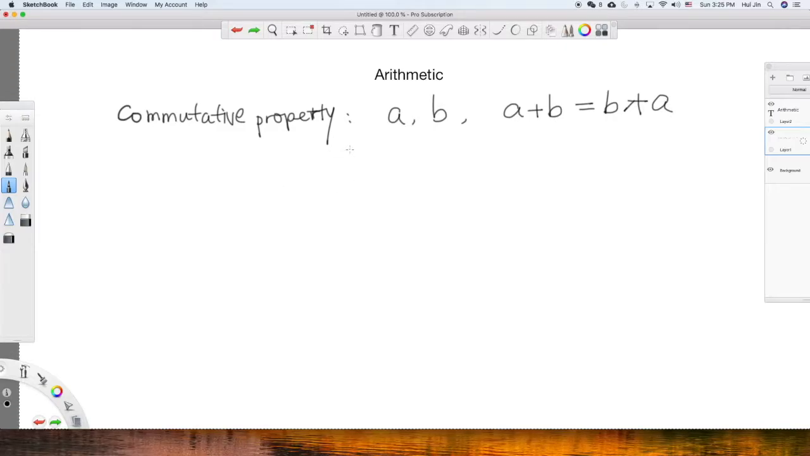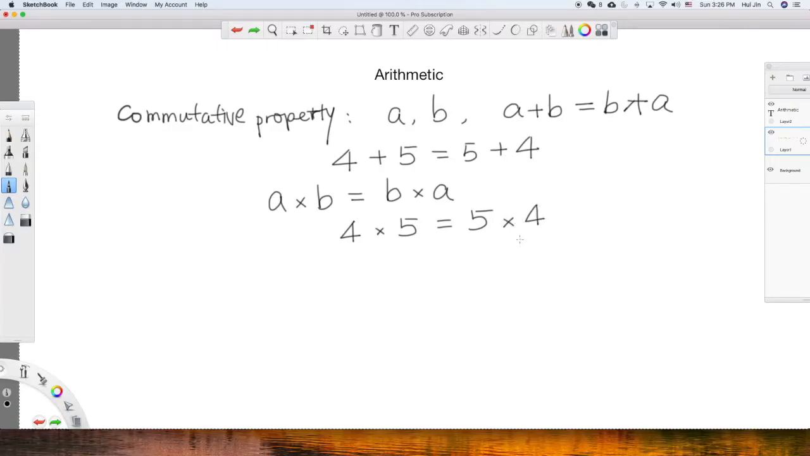Okay, for example, simple enough, 4 plus 5, we know that we can add 5 plus 4. It's the same thing. And the commutative property also holds for multiplication as well. Or if I write as a rule, a times b equals b times a. Still, for the example of 4 and 5, we have 4 times 5 equals 5 times 4.